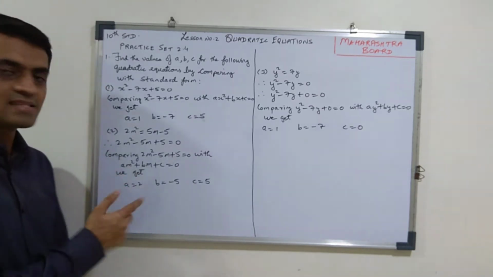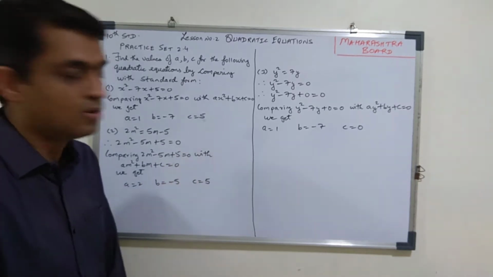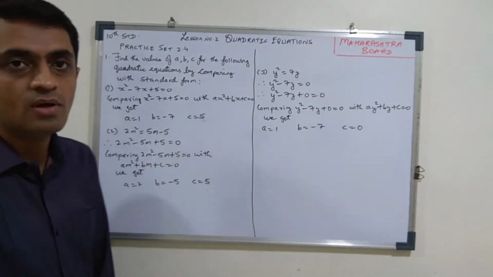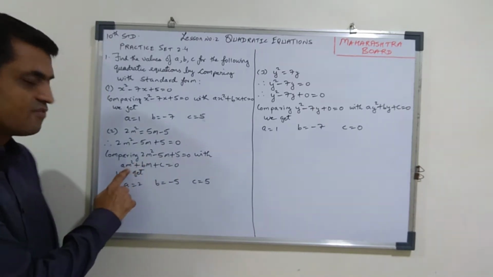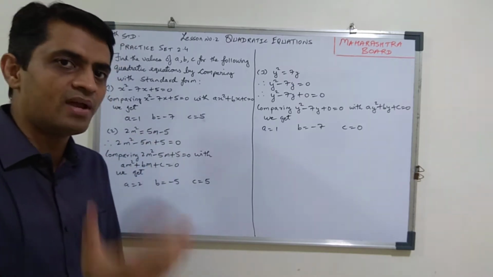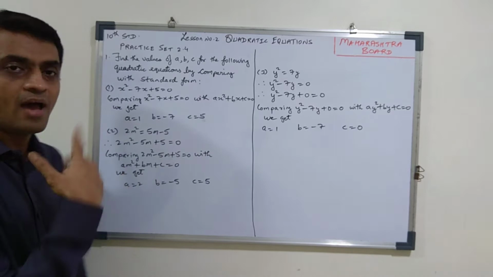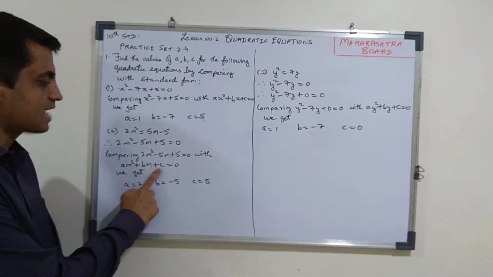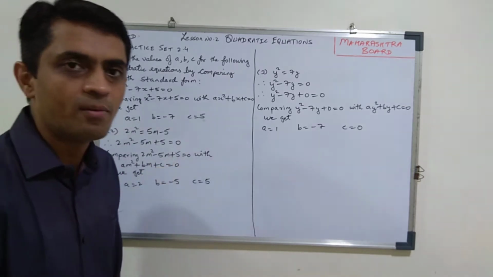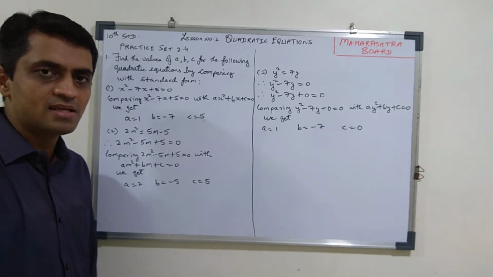Now the next step, comparing 2m square minus 5m plus 5 is equal to 0 with am square plus bm plus c is equal to 0. Since the equation is in m form, you compare with m. If the equation is in x form, you compare with x. Please don't make a mistake, because many students have a habit of writing ax square plus bx plus c is equal to 0. Don't write it, because the equation is in m form. So you will write the m form, am square plus bm plus c is equal to 0.